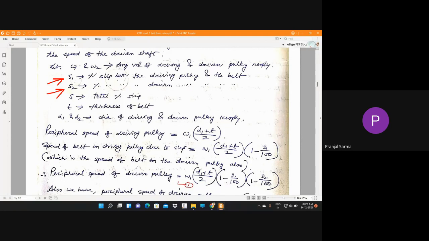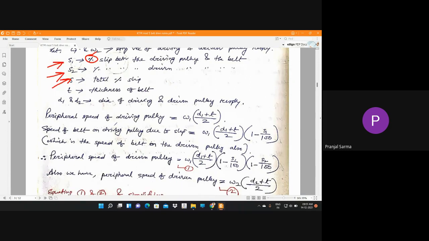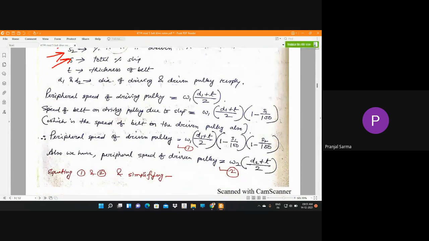Mind you, generally the slip is given as a percentage, percentage slip only. Let's consider the total percentage slip to be s, and we'll also be considering the belt thickness. So let small t be the thickness of the belt, and d1 and d2 be the diameters of the driving and the driven pulley respectively.